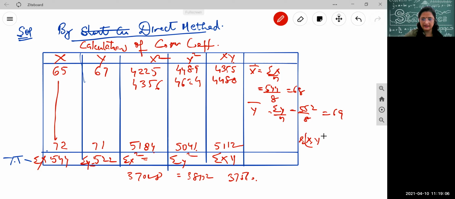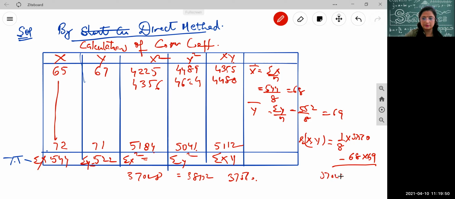Now rxy, this is equal to, so you will again put the formula. Number of observations are 1 by 8. What is the value of summation xy? This is in front of you, 37560. So you will put here 37560 minus mean of x and mean of y. Look, you have to multiply 68 into 69. If you have to calculate without calculator, then what will you do? Then you will think it's a very difficult task, right? So that's why instead of using this direct method, we will use the shortcut method and use the property number 2 of correlation coefficient.